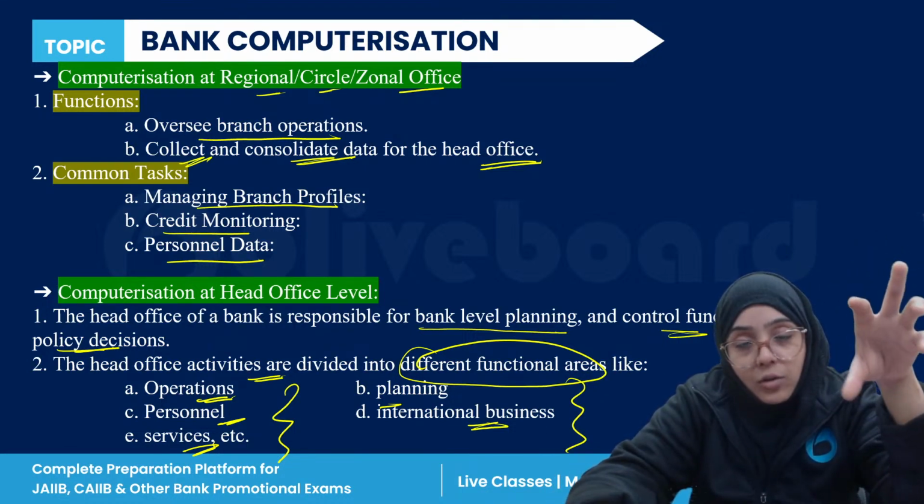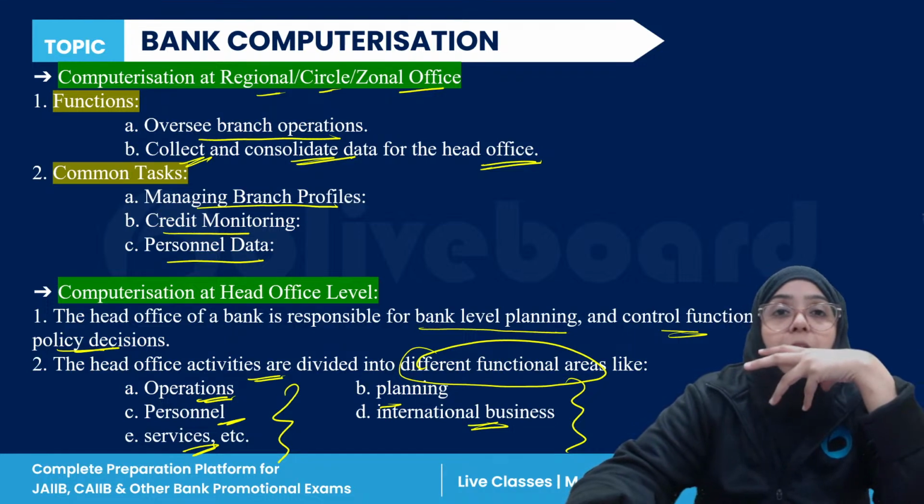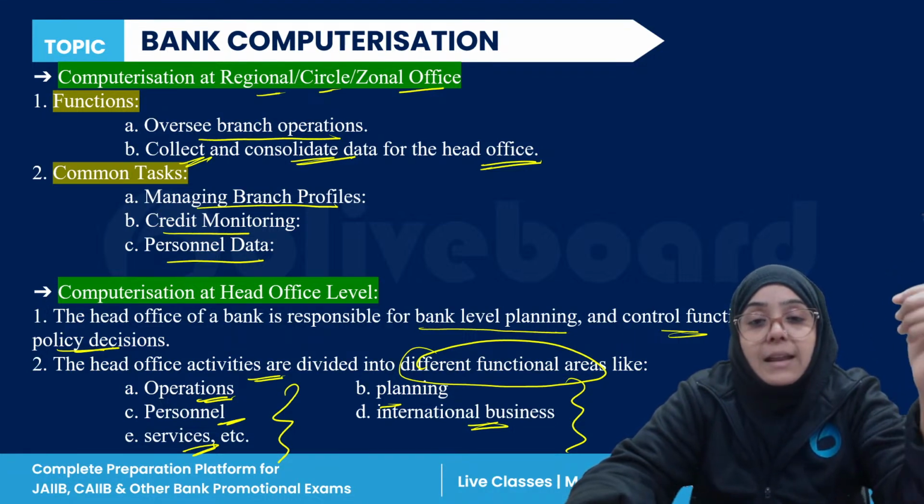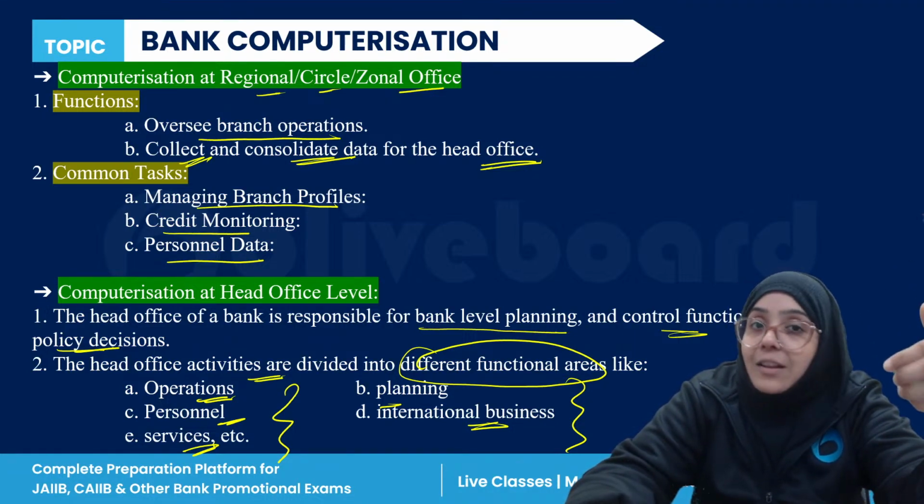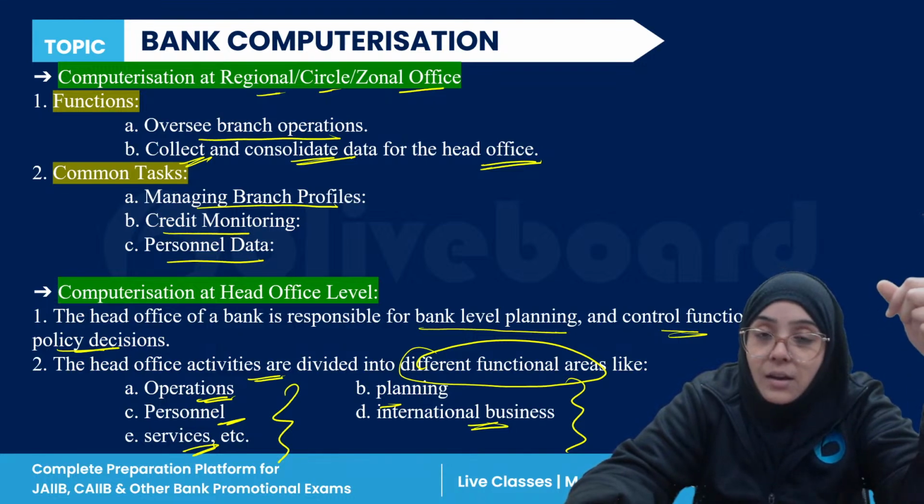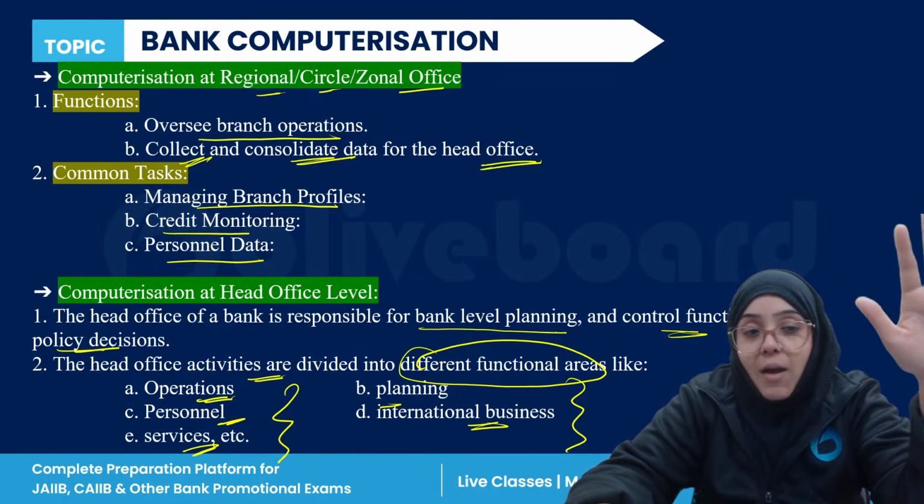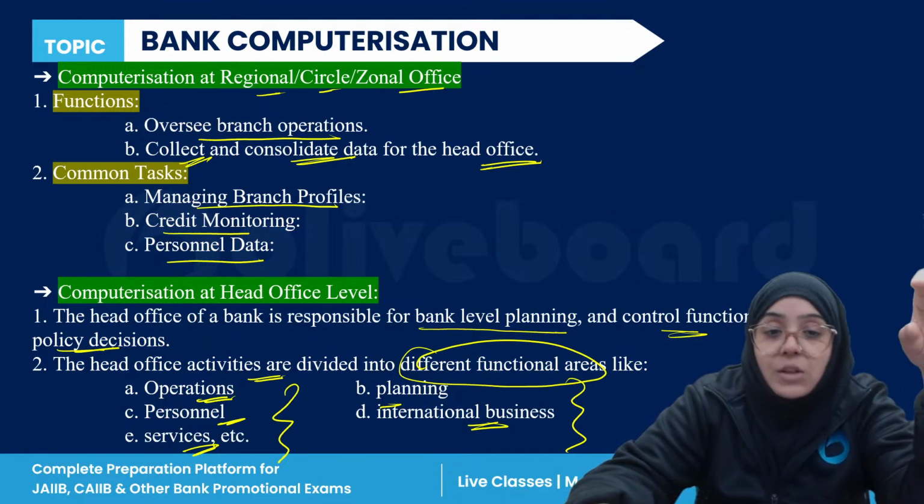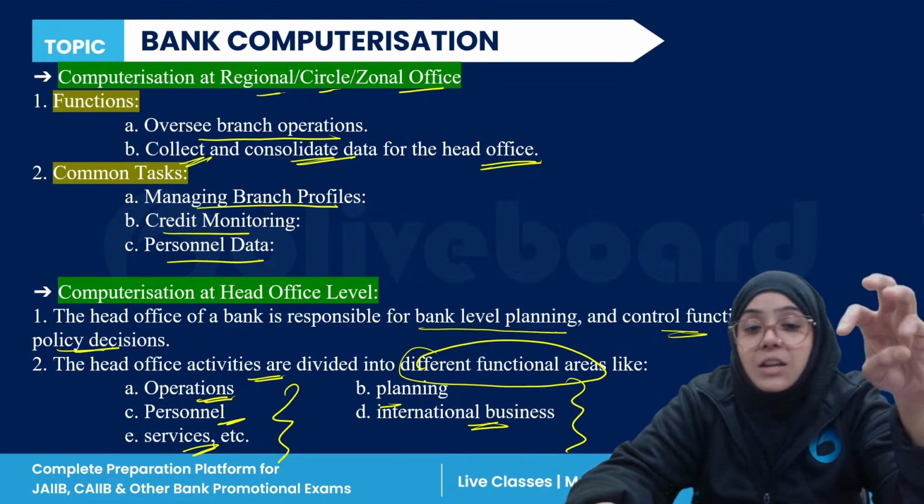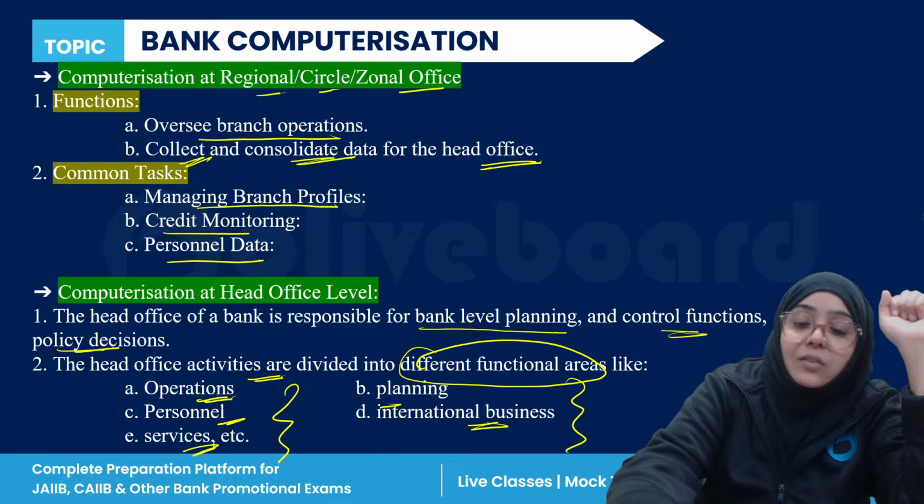Obviously, introducing computers at the head office is a very good way of improving the planning structure of the complete organization, or you can say the bank. So the head office is divided into these five functional areas. You have to learn this: operation, planning, personnel, international business, and services.